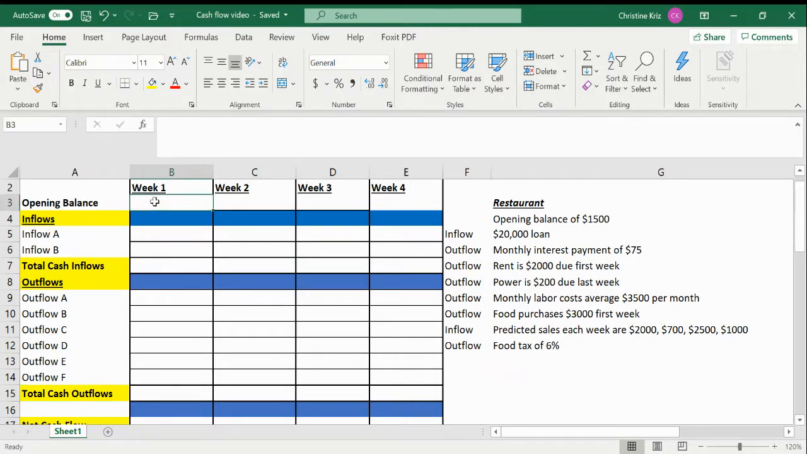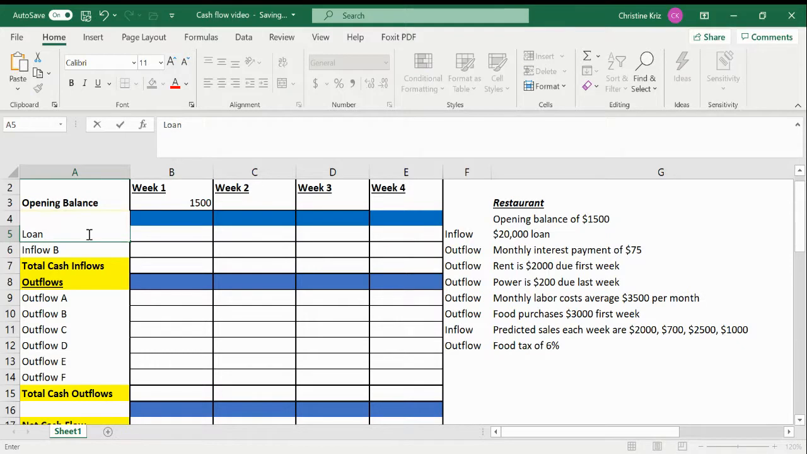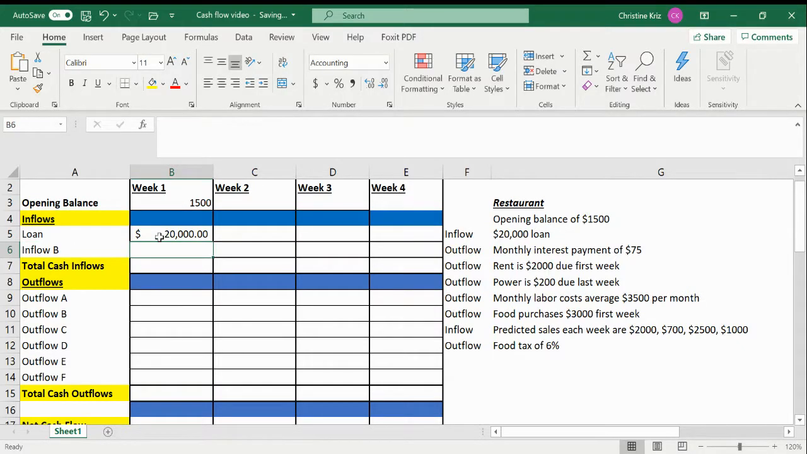So let's get started. We've got an opening balance of $1,500, so we're going to type that in here. Then we're going to look at our cash inflows. We know that they got a $20,000 loan, so we're going to label this loan and type in our $20,000. Our other inflow is the predicted sales. I always recommend going across on the rows, not necessarily down for each week.